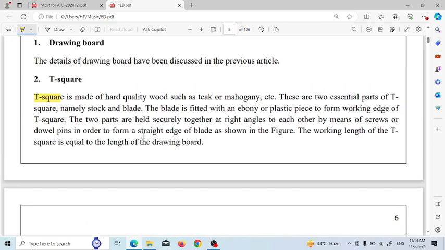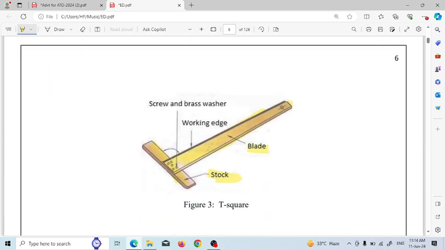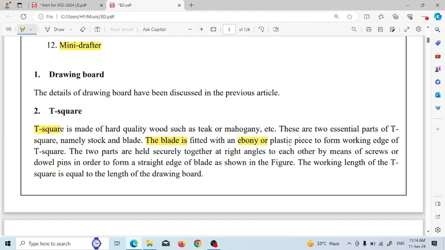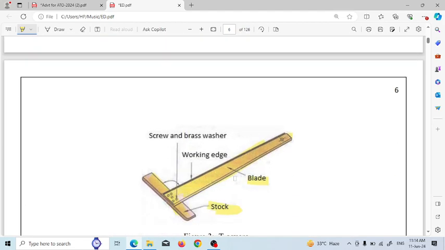And what is the function of stock and blade? So, discussing in this class. The blade is fitted with ebony or plastic piece to form the working edge. So this is the plastic or ebony piece to perform the working edge. That means we have to draw the line with the help of this edge.